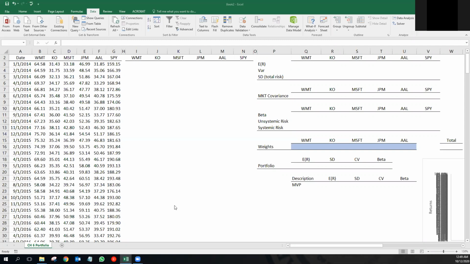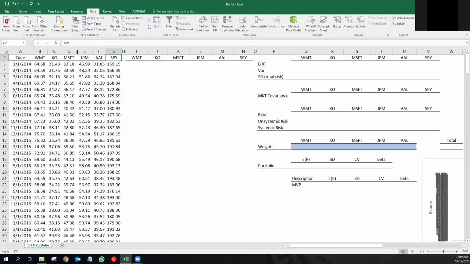What we have here is a series of stock prices. We have different companies on top, and SPY represents the market. That's the ETF from the S&P 500, and you can get that data online as well. So we're gonna need the stock prices of the companies we're gonna be using in our portfolio, and in order to properly diversify the portfolio, we're gonna need the data from the market as well.